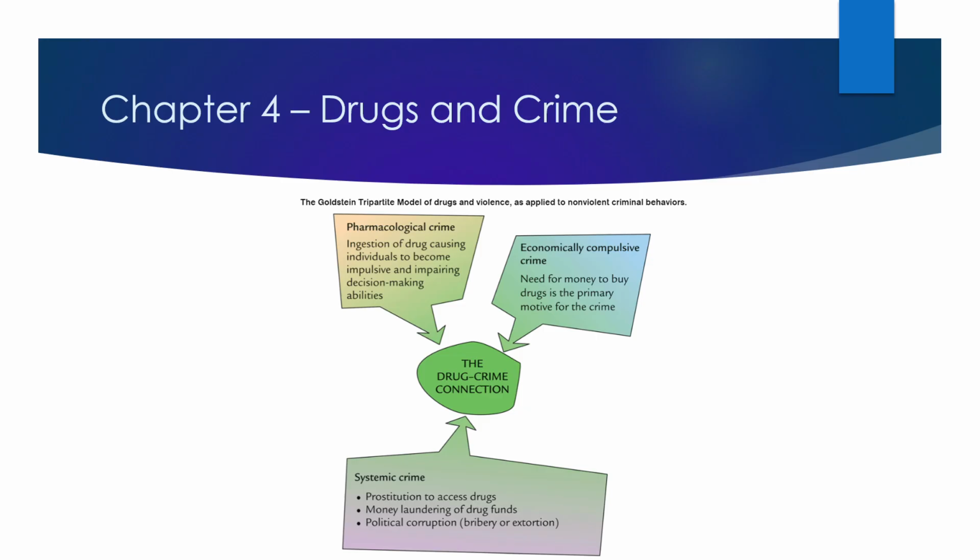Okay, economically compulsive crime. The need for money to buy drugs is the primary motivation for crime. But it might be that you don't commit violence to get the money you need for your drug habit. Maybe you just burglarize, break into somebody's apartment when they're not there, take their valuables, go sell their valuables, or if they have cash in the house, take that cash and go purchase your drugs that you feel you really, really have to have.